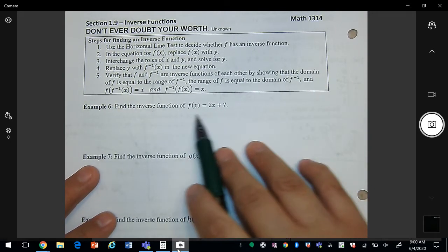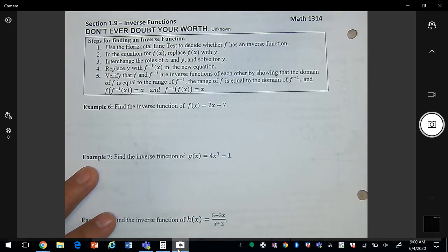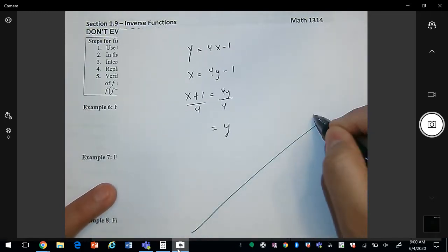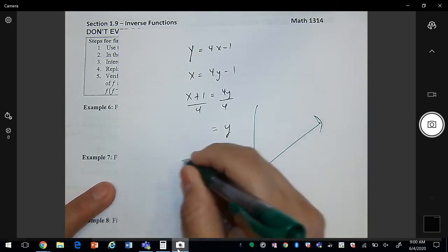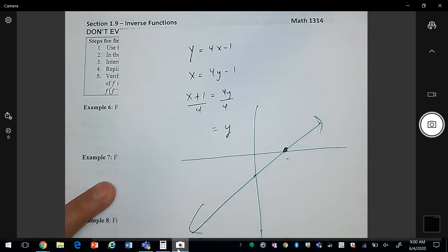So this is a line. That means that no matter if the line is like this, if you draw a horizontal line, it is going to be a function. If you draw a horizontal line, then it's going to have an inverse.